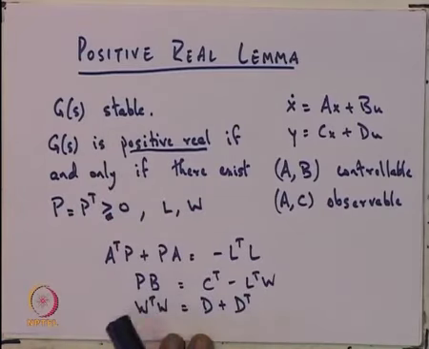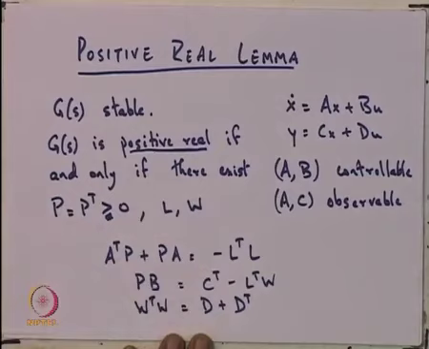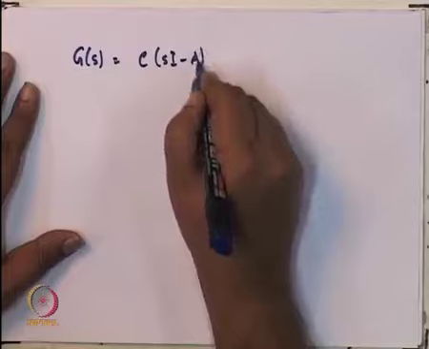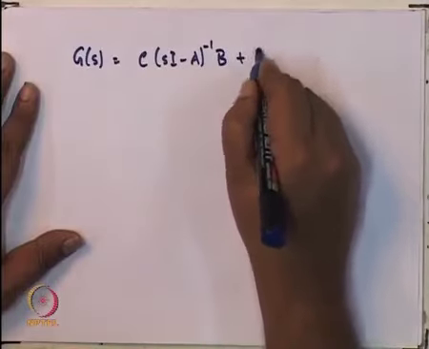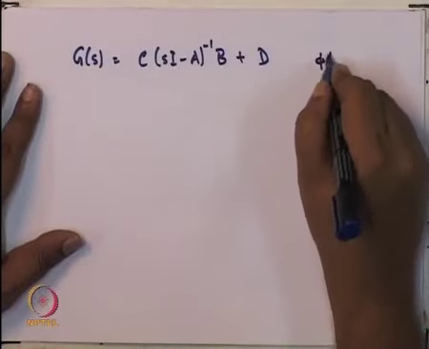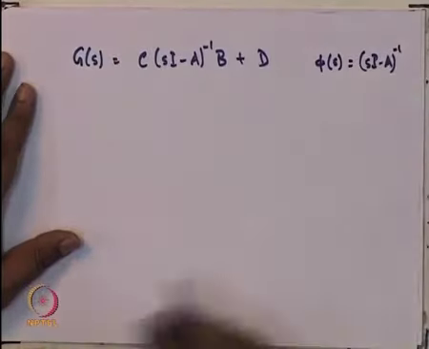Okay. So, all that we have to do further is show that the transfer function that you get is positive real. That means its Nyquist plot lies in the first and the fourth quadrant. So, let us start trying to do that. For that, let me first write down what G(s) is. G(s) is really C (sI minus A) inverse B plus D. Let me use the symbol phi of s for (sI minus A) inverse.